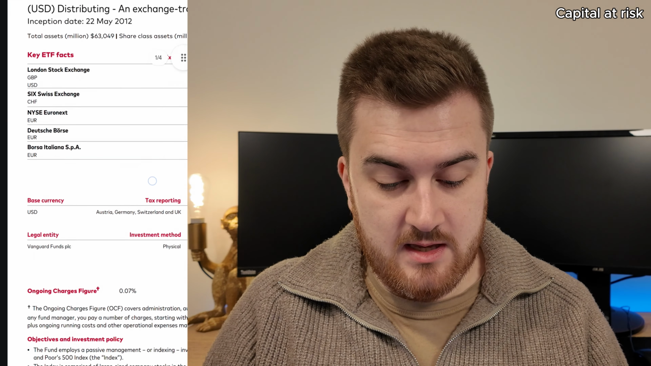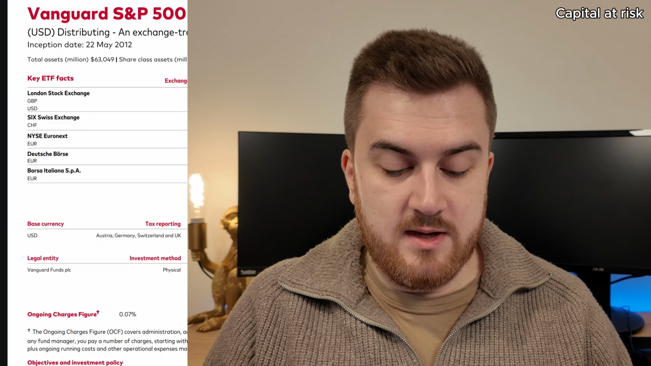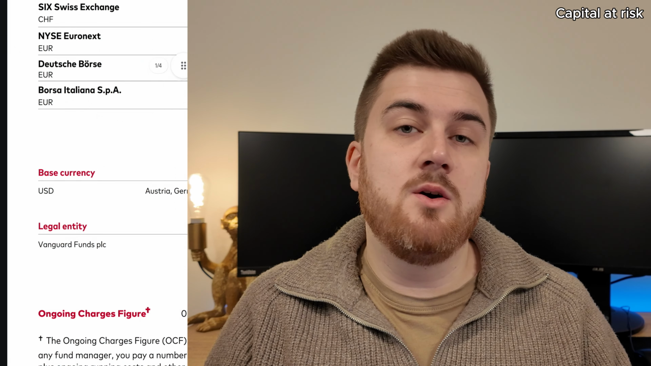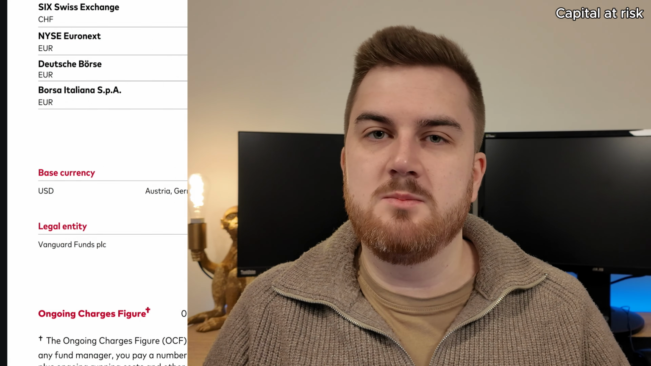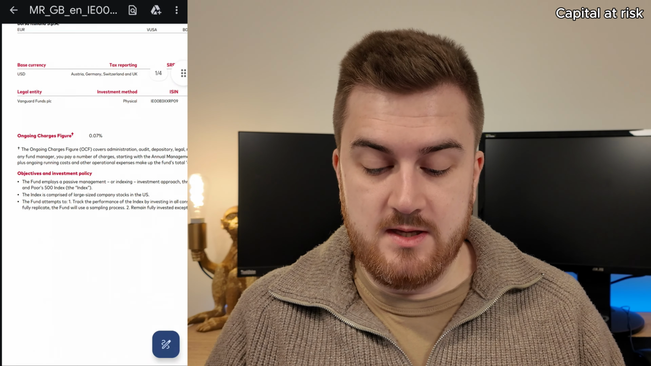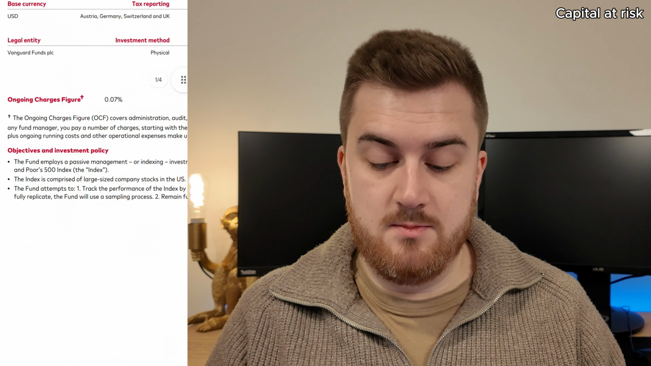As it says up here, GBP and USD on the London Stock Exchange, Swiss francs, euros. So always remember, don't get confused by the base currency USD on the key investor information document or the fact sheet. That is not the currency you're going to be using to purchase. We can see here we also have the ongoing charge figure on the fact sheet.